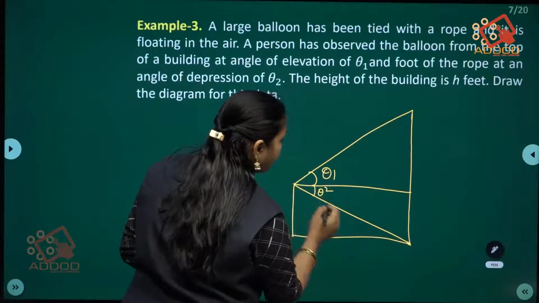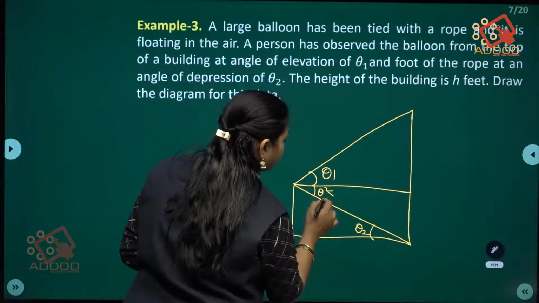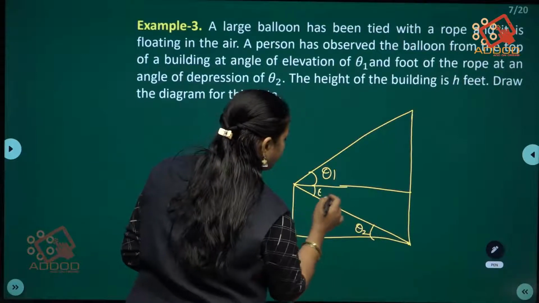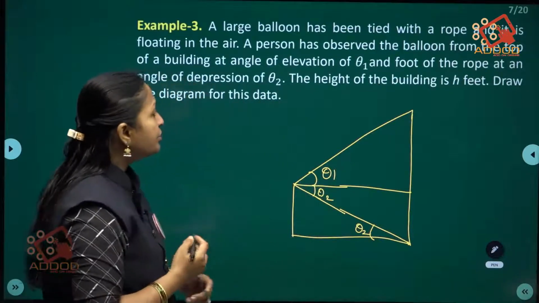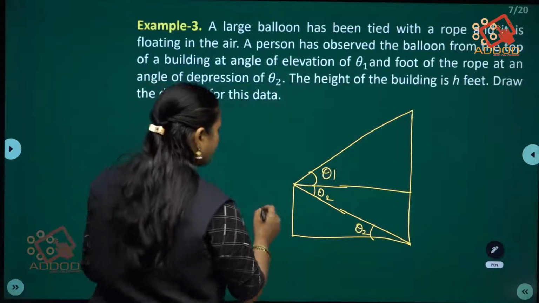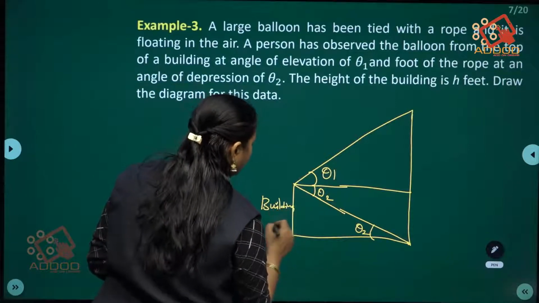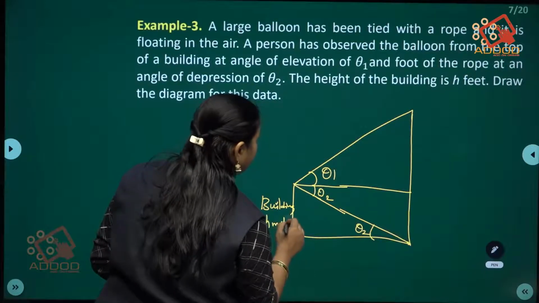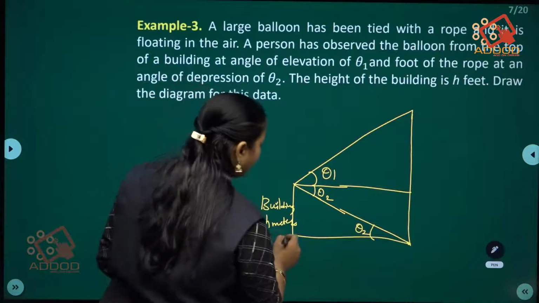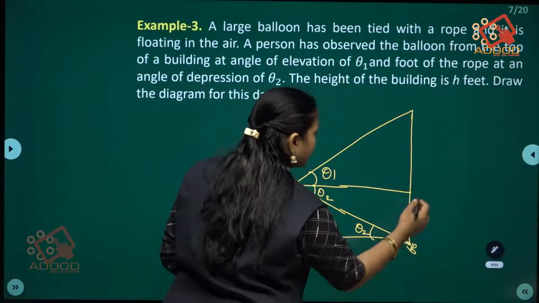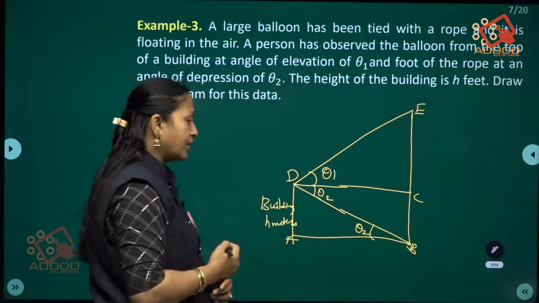So this angle of depression is equal to the angle of elevation. This is theta 2. The height of the building is h feet. This is the building, it is h meters. Draw the diagram for this. So after drawing that, let's give the vertices A, B, C, D, E. Now this is the figure as required.